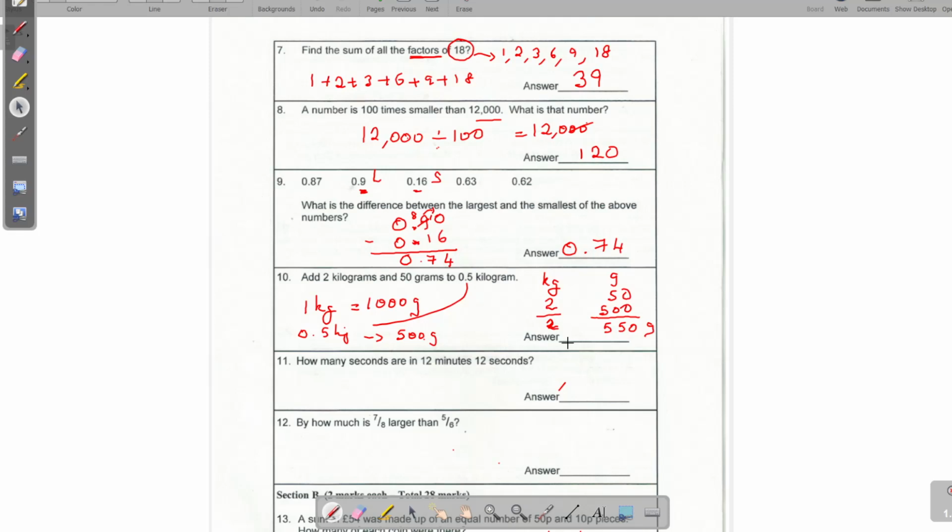How many seconds are in 12 minutes and 12 seconds? Okay, 1 minute is 60 seconds. So 12 minutes would be 12 times 60, which is 720 seconds. Then you have another 12 seconds to add. So 720 plus 12 seconds is 732 seconds.